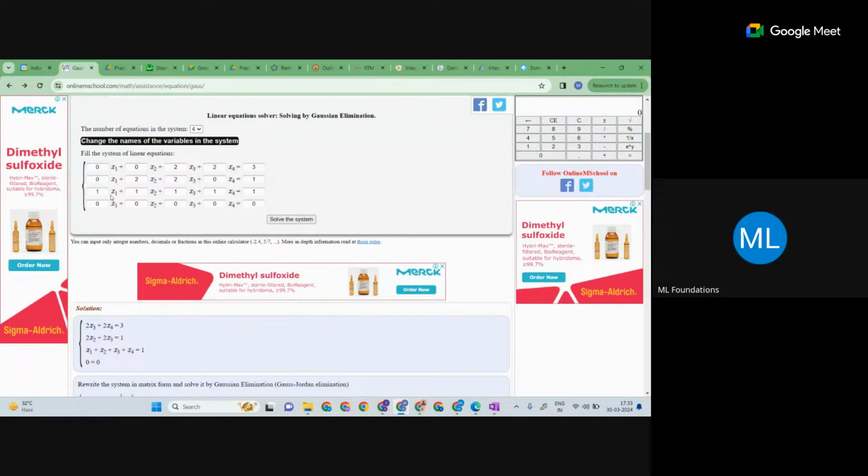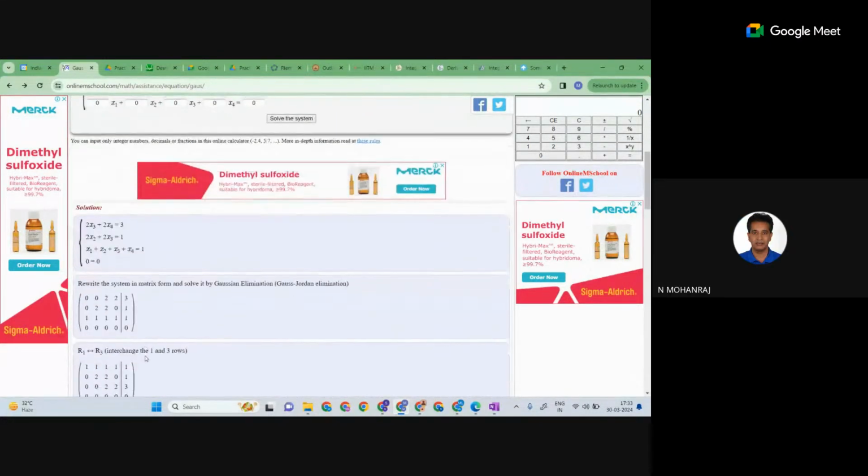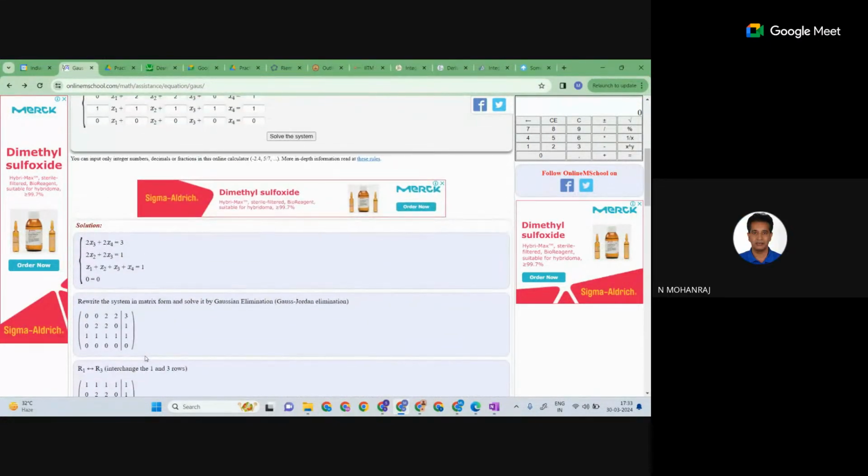We have 3 equations. We are just writing a system of linear equations. Here we are finding this is 2x1. This is the constraint here: x1 plus x2 plus x3 plus x4 is equal to 1. Our equation is okay. There is no issue with the equation.